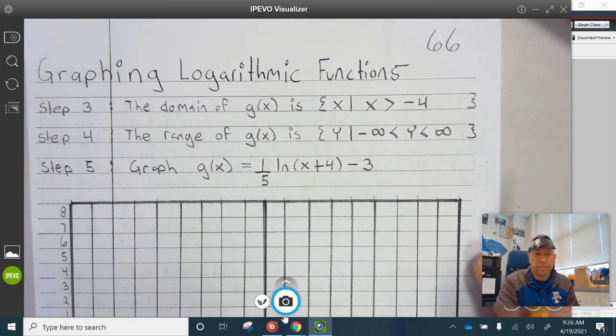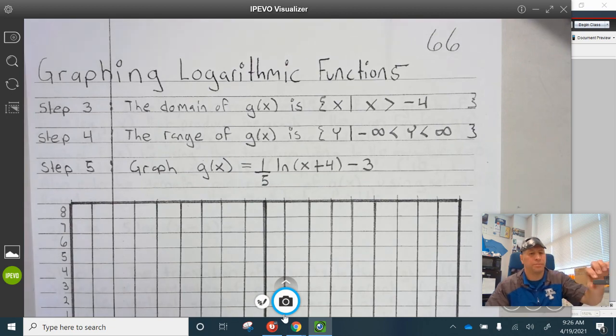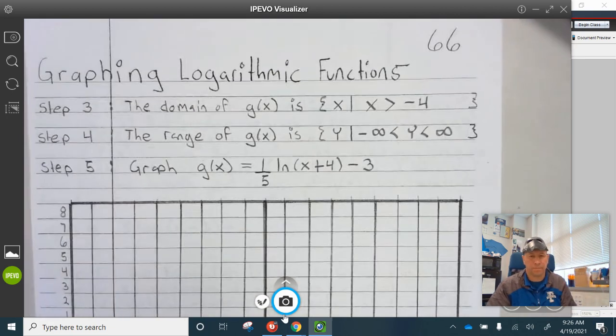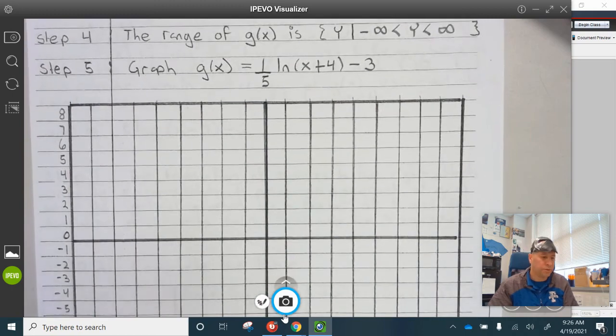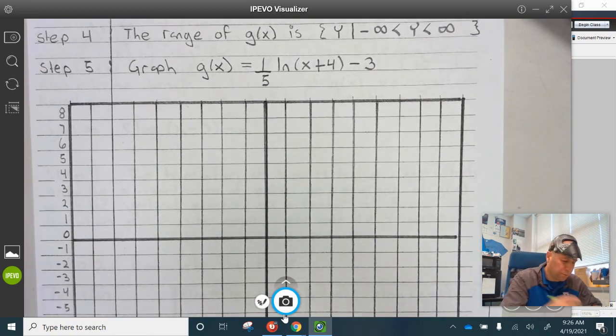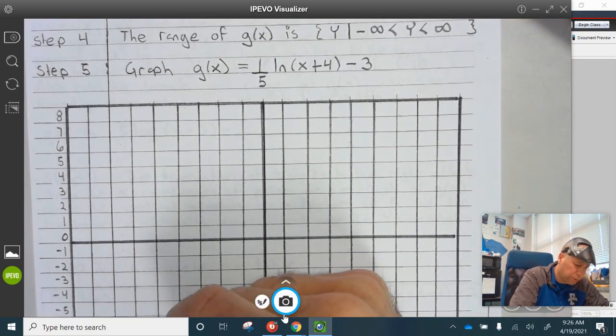All right, step 3, the domain of g(x) is x such that x is greater than -4. Step 4, the range of g(x) is y such that negative infinity is less than y less than infinity. Step 5, graph g(x) = 1/5 natural log of (x + 4) - 3. All right, so first off, we know we have a vertical asymptote at -4, so let's go ahead and graph that first.